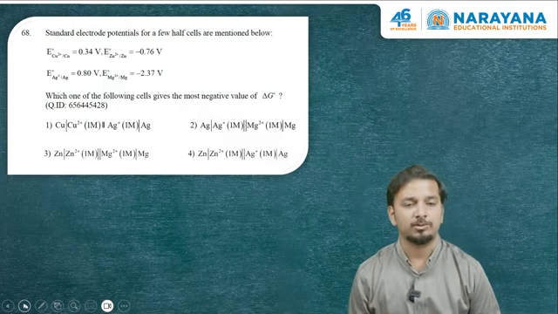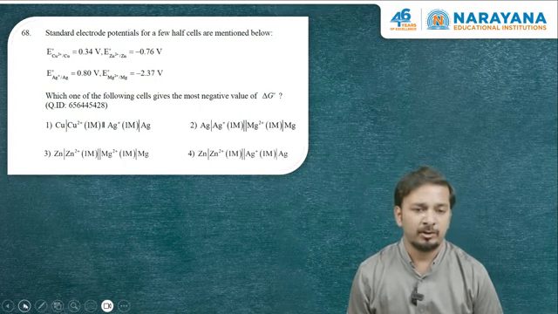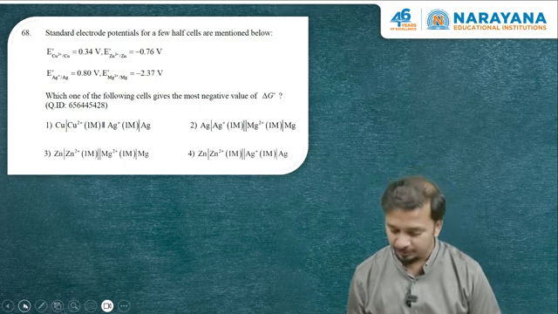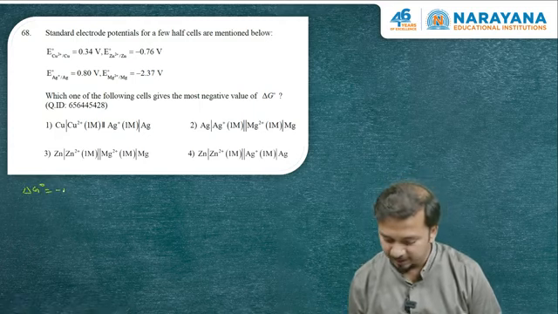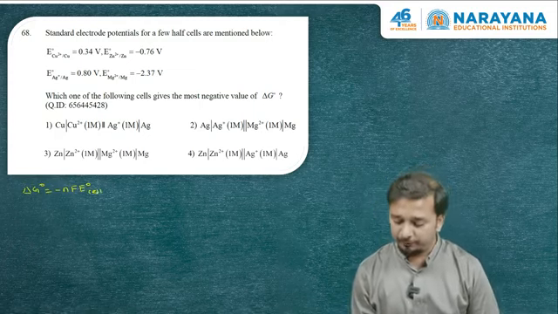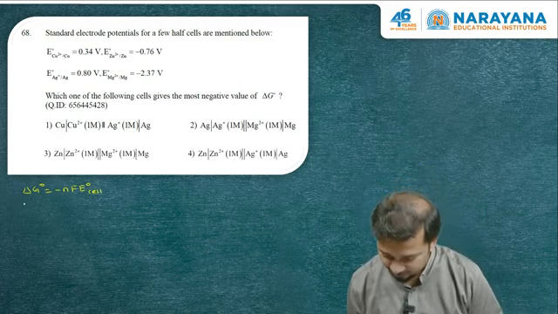Moving to next question. The standard electrode potential for a few half cells are mentioned below. Which one of the following cells gives the most negative value of delta G naught? So, we know delta G naught is equal to minus nF E naught cell. So, for finding delta G naught, we have to find the value of E naught cell. So, we will calculate for all the cells.